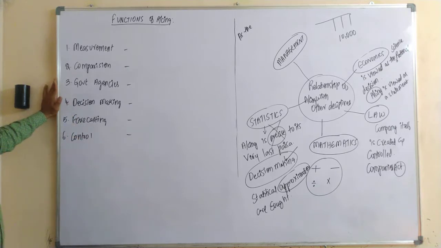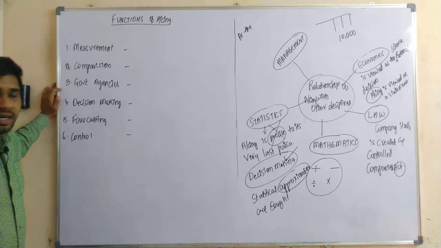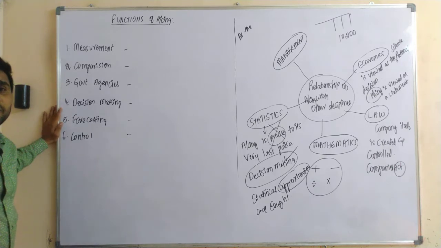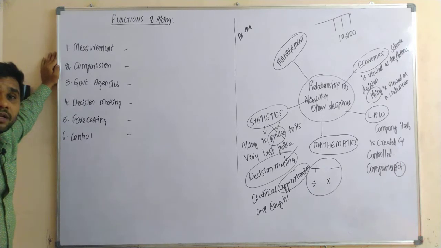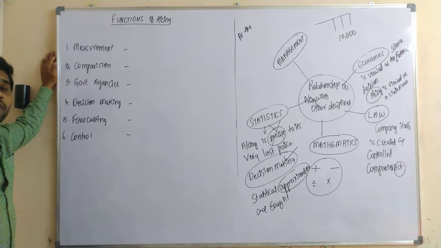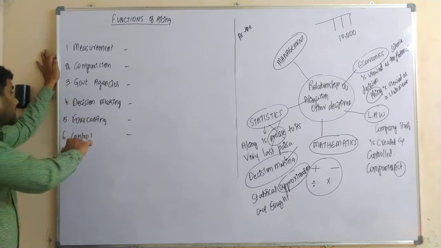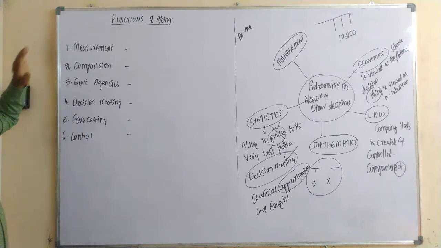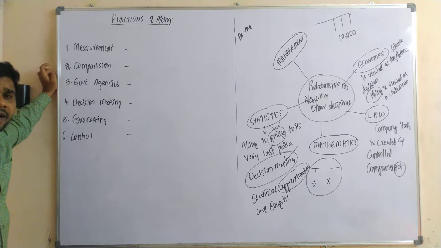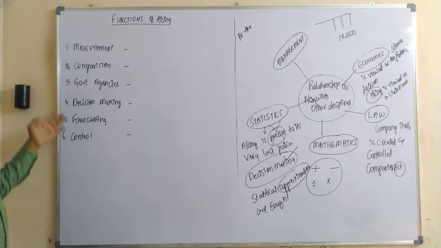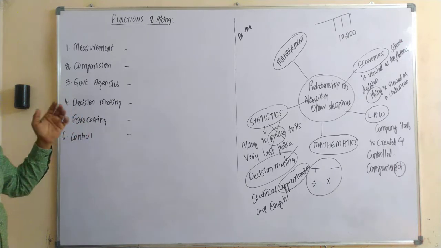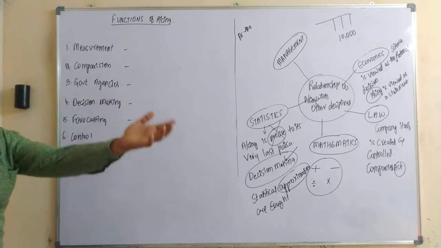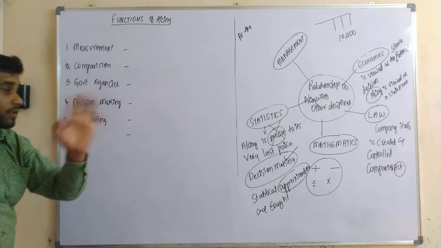Next one, government agencies. So how it could be useful? For the purpose of levying taxes, subsidies and all. Next one, decision making. So what type of decisions? So depending upon the financial statements, for the purpose of decision making, the financial information would be useful for the financial information users. Next one, forecasting. So depending upon the past experience, you can forecast the future performance. So based upon the past experience, you can expect, or you can forecast the future performance of the company.